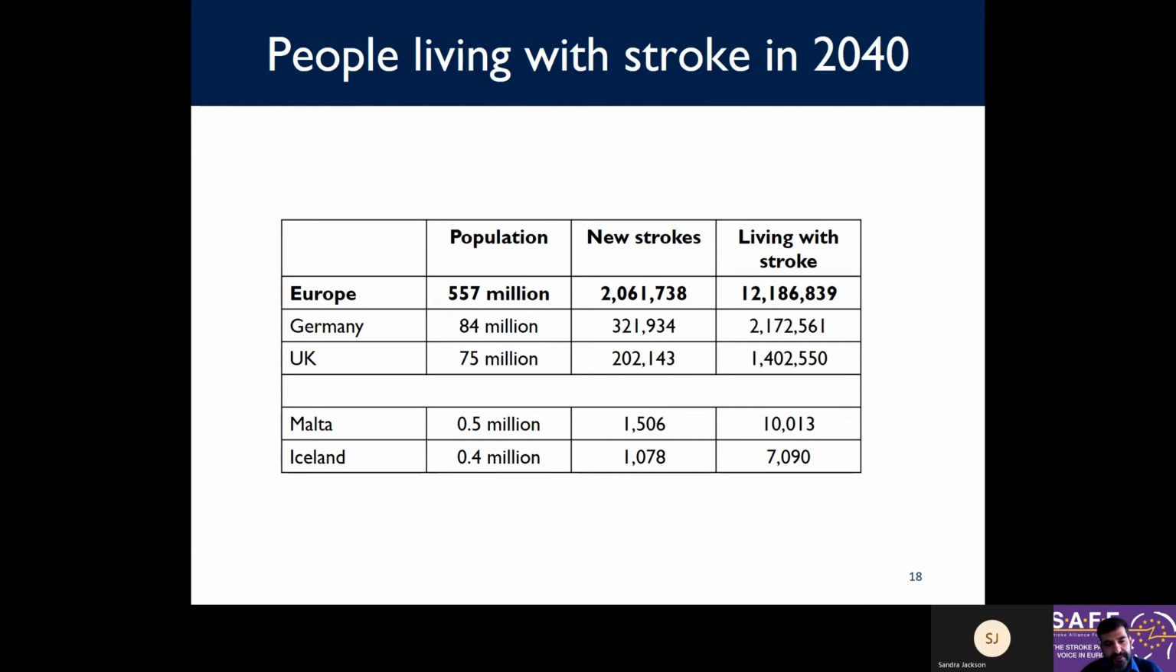Again, those were just the percentage increases. So what are the total numbers? So for Europe, the number of people having a new stroke will go from 1.5 million people in 2017 to over 2 million people suffering a stroke every year for the first time. And the people living with a stroke will be 12 million people in Europe.